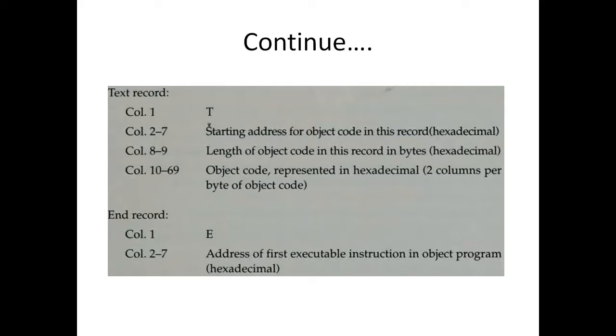Next, the end record. The first column contains E, which indicates end. Next, columns 2 to 7 contain the address of the first executable instruction in the object program. That will also be in hexadecimal.